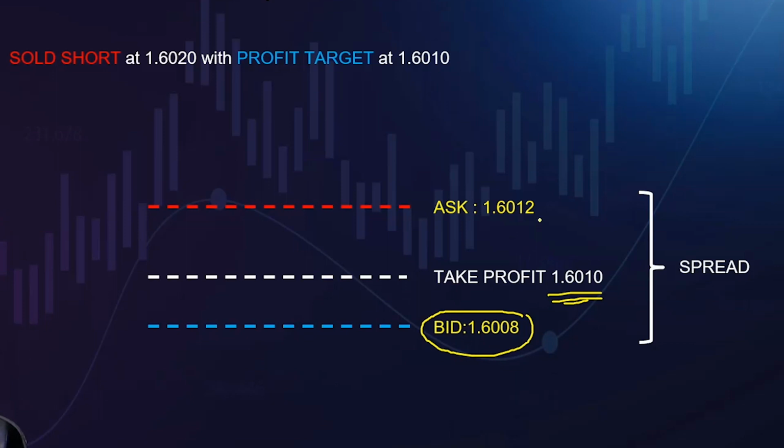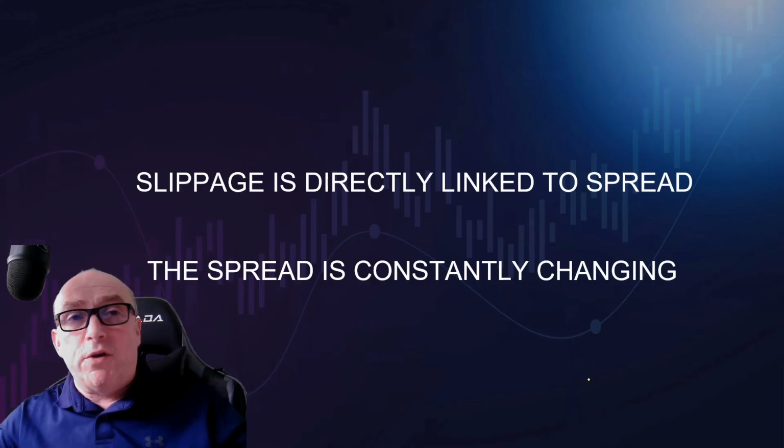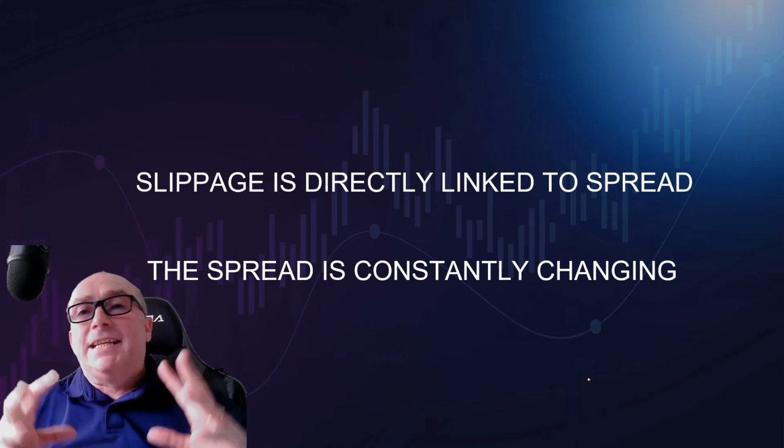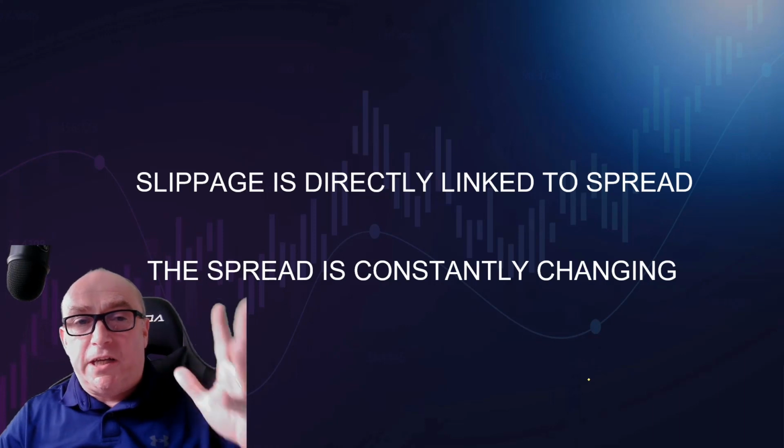But because the asking price, 6012, because that's obviously where you'd have to buy back your position to cover that short trade, hasn't fallen to your take profit target, in which case you're not going to get the buy order filled. So slippage is directly linked to the spread, and the spread is constantly changing.